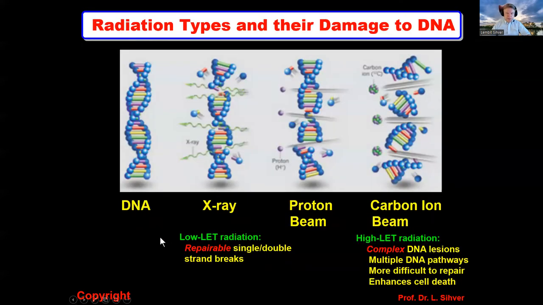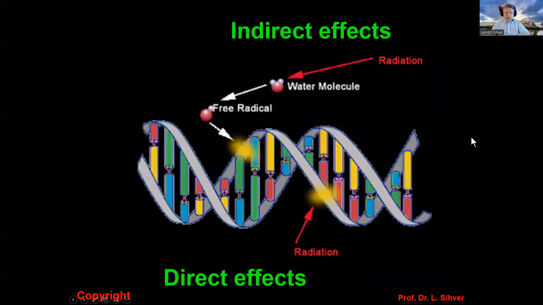So if we look at radiation types and the damaged DNA, we have a double-strand DNA. The X-rays, low LET radiation, cause mostly repairable single and double-strand breaks. Proton is in between X-ray and carbon ions. Carbon ions are a high LET radiation, and cause complex DNA lesions, multiple DNA pathways, more difficult to repair and enhance cell death, and can cause severe cluster damages. One important effect is the indirect effect, which is when the ionizing radiation interacts with water molecules and creates free radicals, and the free radicals attack DNA. This is in addition to the direct effects, when the ionizing radiation interacts directly with the DNA.